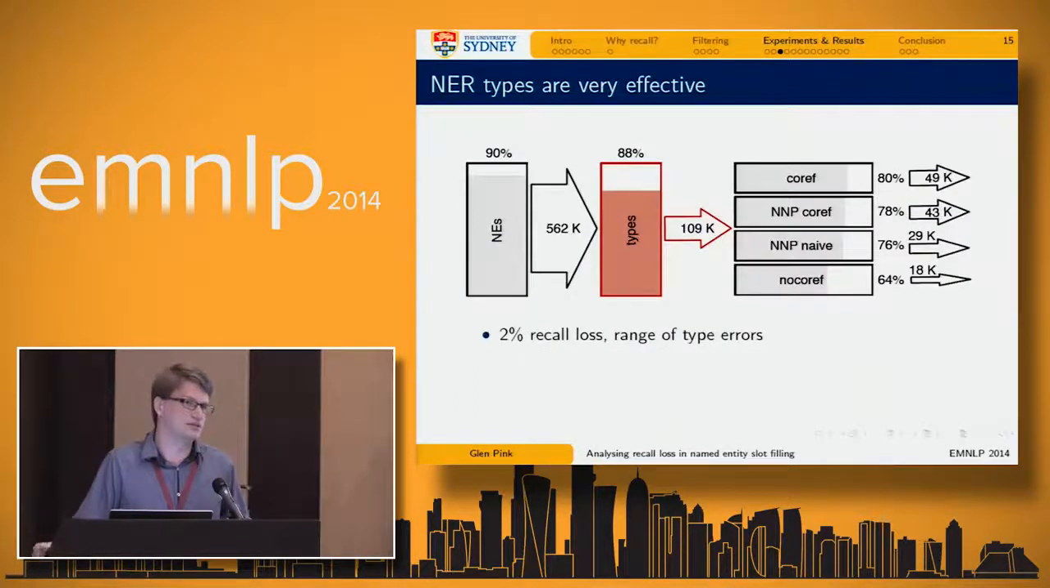And applying this is quite effective. We do lose a bit of recall upper bound, 2%. Persons are usually typed pretty well, but organisations, locations, MISCs are where most of the error is occurring. And of course, this is great because it cuts down the candidate set to 100,000. And 88% is a pretty good upper bound. Like that's nothing to complain about.